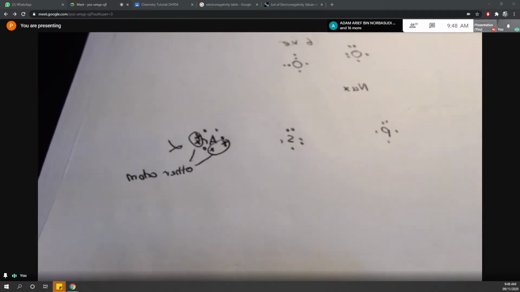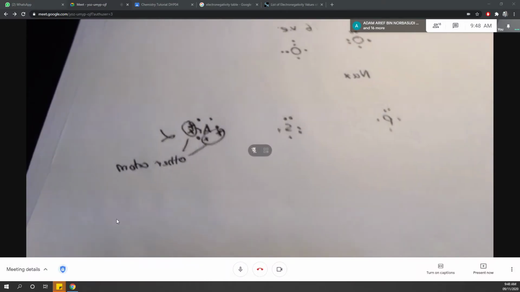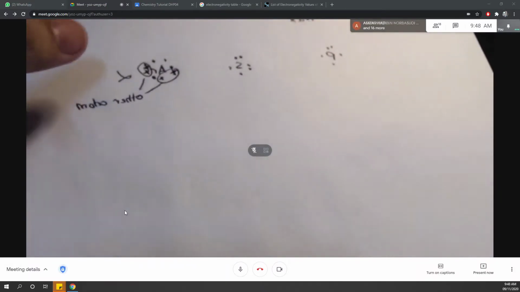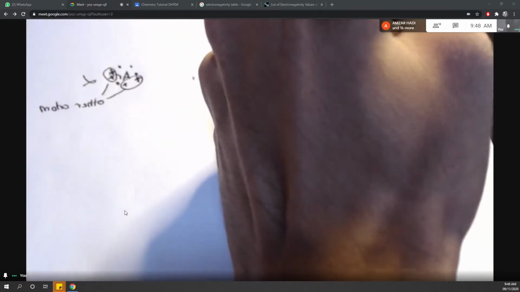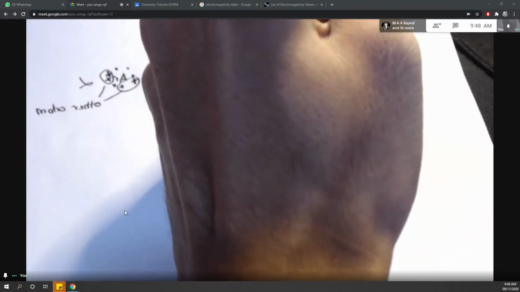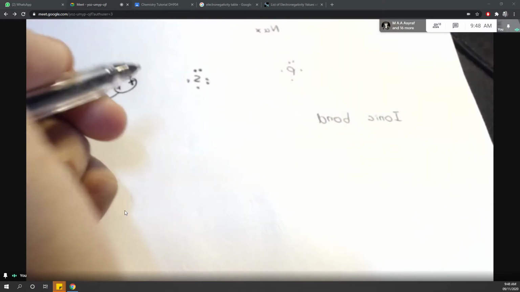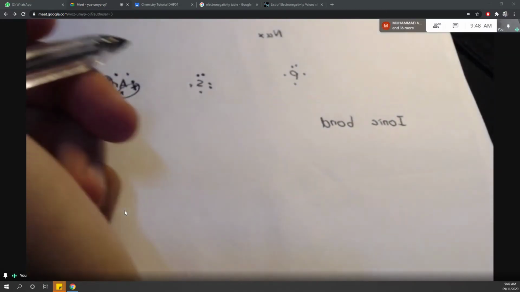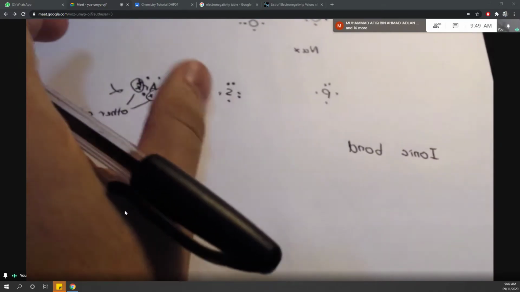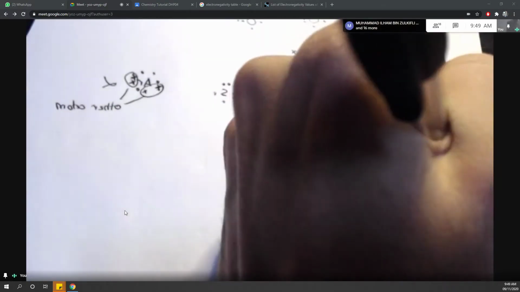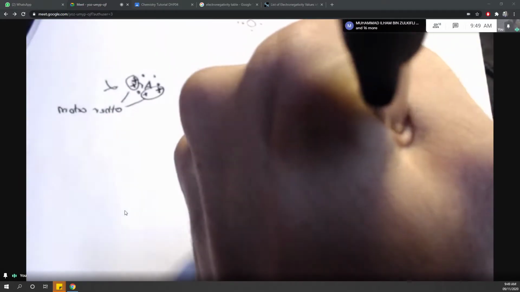Okay. So saya stop sharing. You nampak my kertas kan? So untuk ionic bond, kalau dia orang suruh lukis Lewis structure, okay, you tulis sekali together with me tak? For example, calcium chloride.